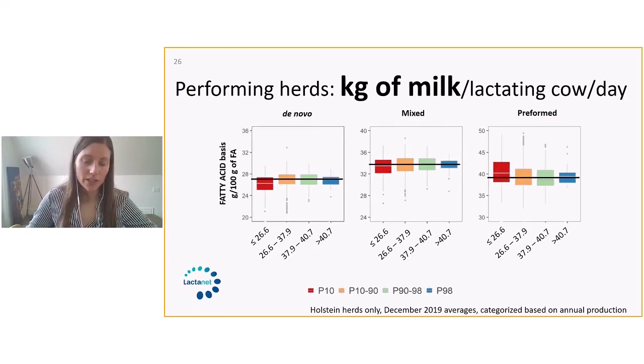Now if we look at similar data, again December 2019 averages, with herds categorized based on annual production for kgs of milk per lactating cow, but this time on a fatty acid basis, again what we see is that the de novo are really similar across groups. Mixed and preformed is pretty much the same conclusion. So there is no difference, and you can use the benchmark of the provincial data for all levels of performing herds based on kgs of milk per lactating cow.